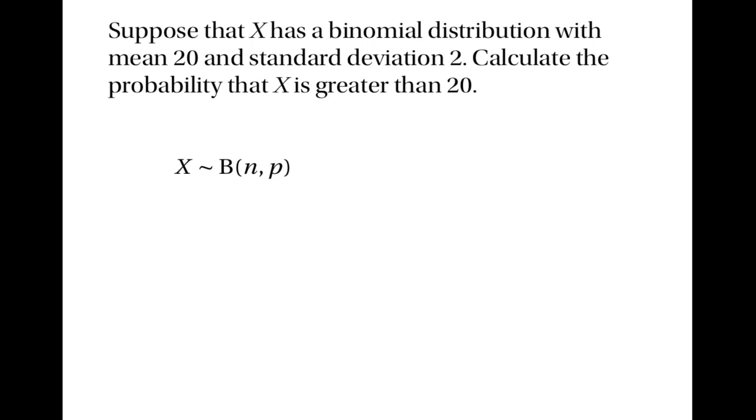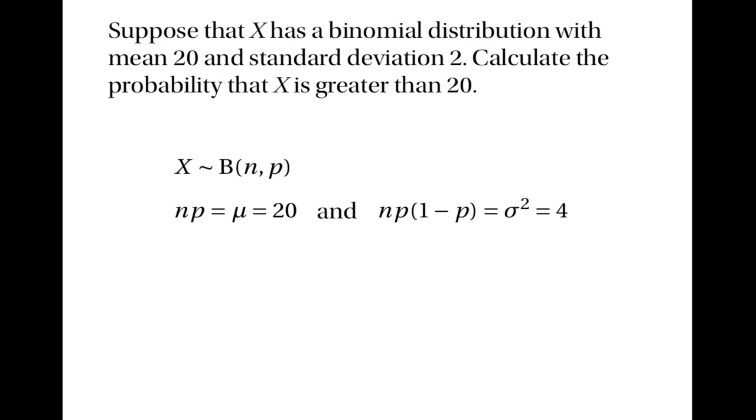We need to work these out in order to calculate any probabilities. But the question tells us that the mean is 20, and we know that the mean is calculated by multiplying n and p. So it must be that n times p is equal to 20. In the same way, it must be that np times 1 minus p is equal to the variance, which is 2 squared, i.e. 4. So np times 1 minus p is equal to 4.